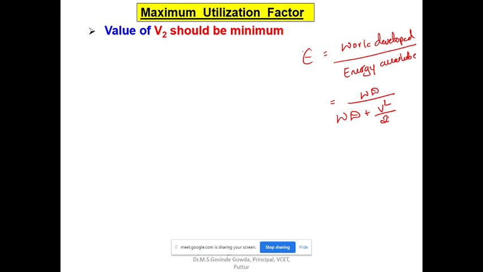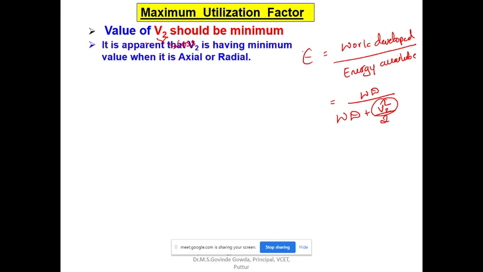So this will be the V2 square by 2. For the maximum utilization factor, V2 is nothing but your loss. So this loss should be minimum. If our V2 is minimum, our utilization factor automatically becomes maximum. That is what they are saying over here. So it is apparent that V2 is having minimum value when it is axial or radial. Okay, so next is this.